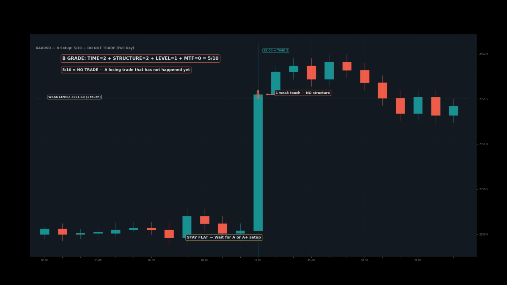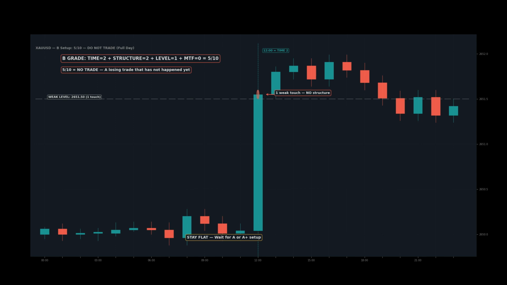Multi-time frame, not clearly visible on 15-minute. Bonus equals 0. Total score, 2 plus 2 plus 1 plus 0 equals 5. Grade B. Action: no trade. Watch only. Remember, B grade trades are not almost good enough. They are losing trades that have not happened yet.